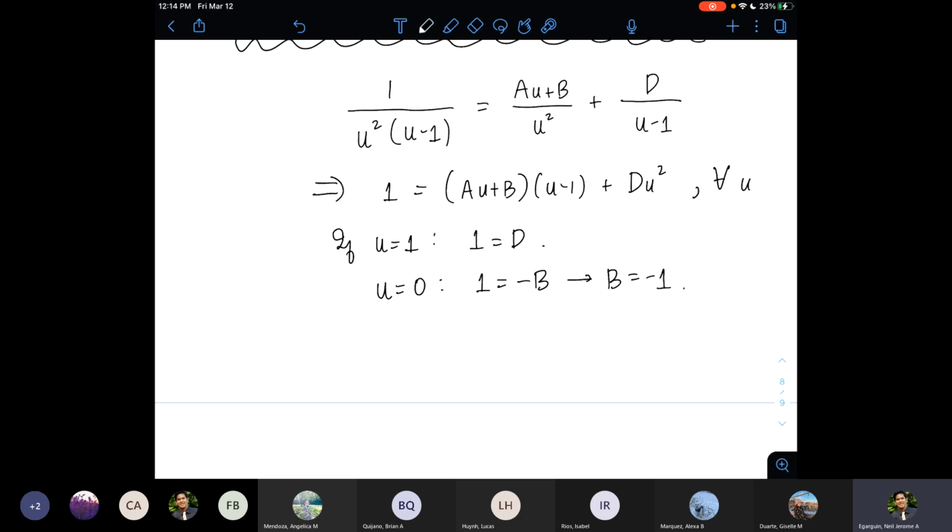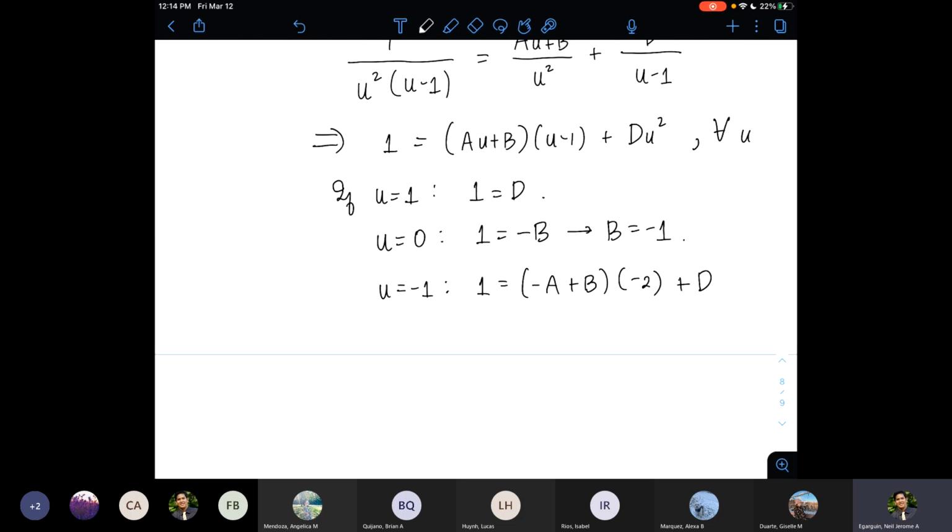We're just down to a single unknown constant, which is a. And for that, we ran out of good values for u already. So let's pick an arbitrary value. I'll stick to a small number, say negative 1, but it's up to you. You can choose your favorite number. But if u is equal to negative 1, left side is still 1. But the right side will be what? We'll have negative a plus b times negative 2 plus d. All right? So all I did there was to plug in u equals negative 1.